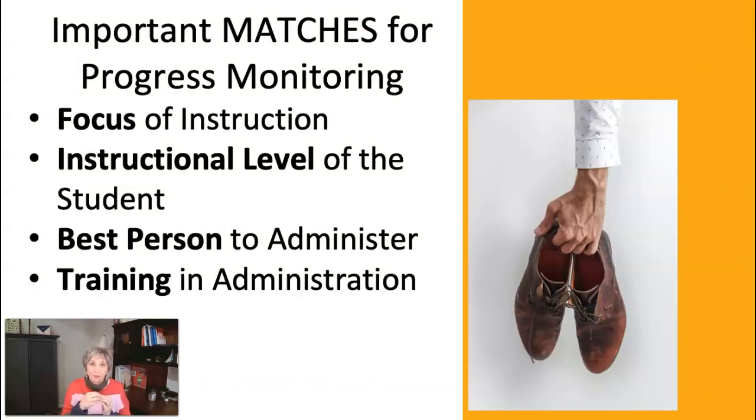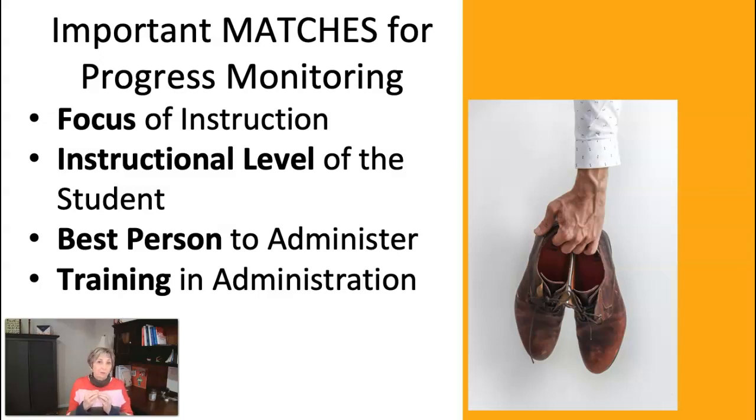There are some fairly important matches that we need to make when we begin to set up progress monitoring. First, we need to match the focus of instruction. If a student is a 4th or 5th grader and they're really working in very primary skills like short vowels, it doesn't make a lot of sense to give them an oral reading fluency passage designed for a 4th or 5th grade student, because I'm probably not going to be able to see the kind of growth they're making. Students with that sort of need would probably best be served using a nonsense word fluency progress monitor, and in some cases even picking up a phonological processing progress monitor as well.